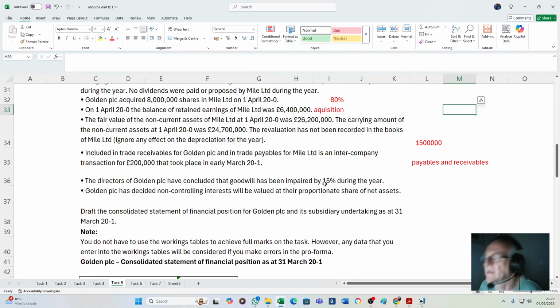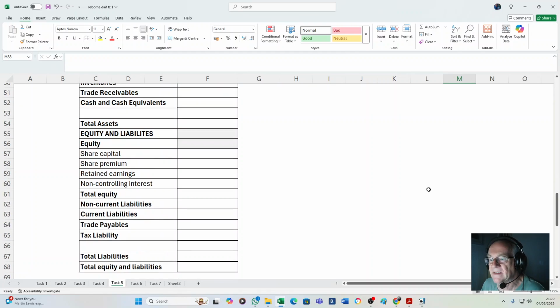Impaired goodwill, that's part of the calculation, one of the variations. You may not get goodwill impaired. And then AAT stick to proportionate share of net assets as a way of calculating goodwill. So let's get on with it. Something easy to start off with.